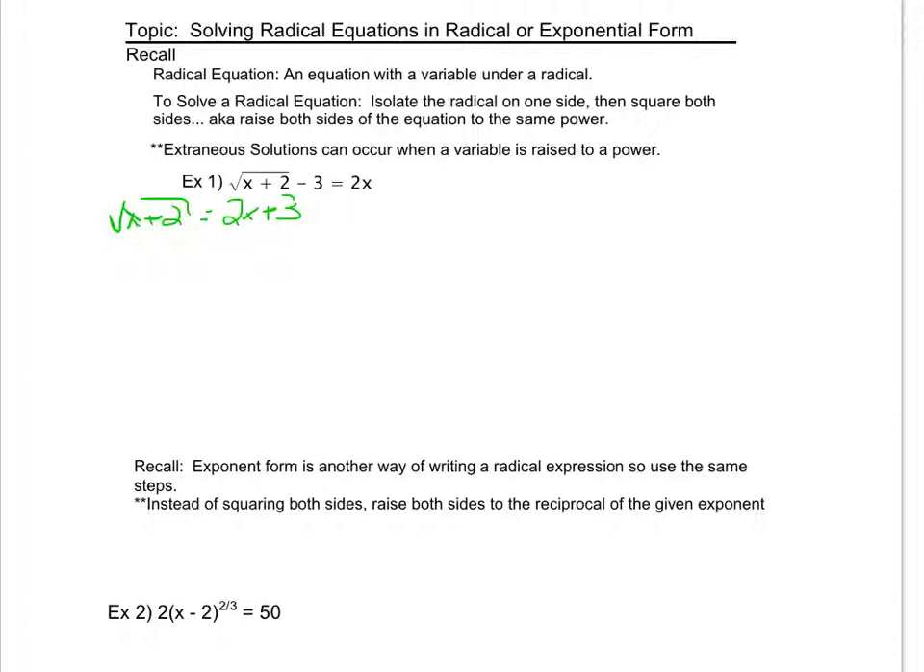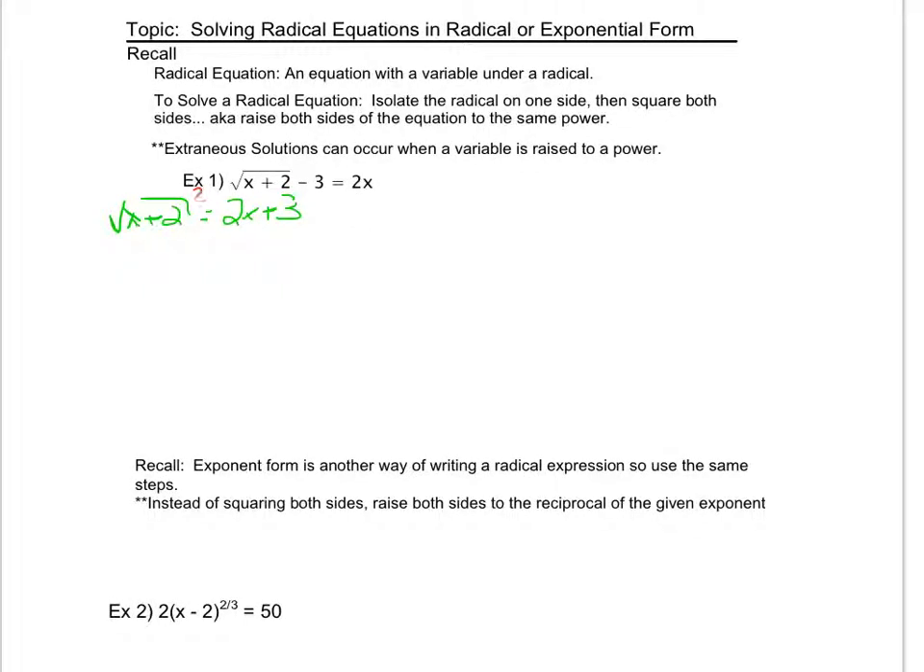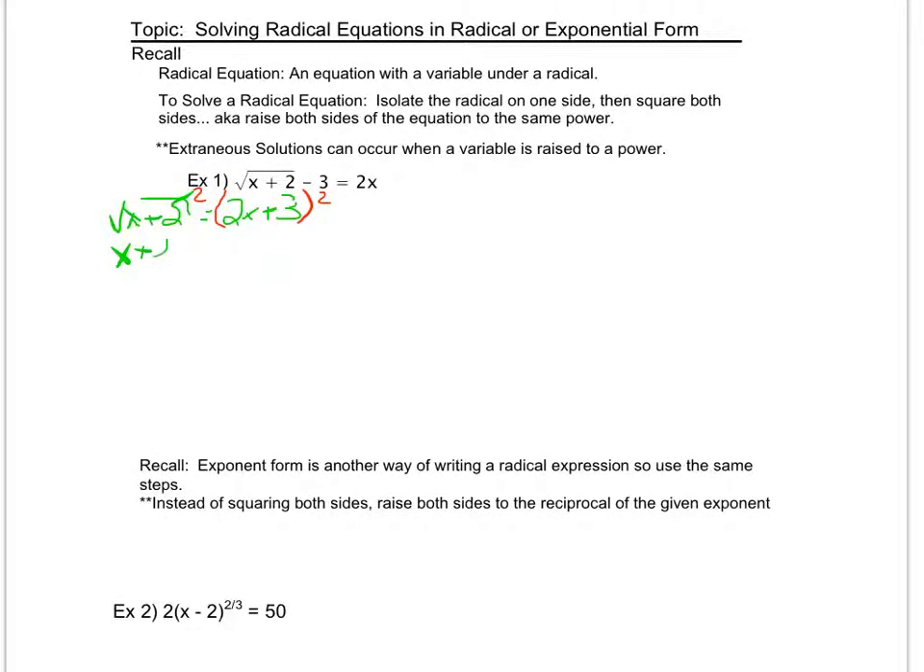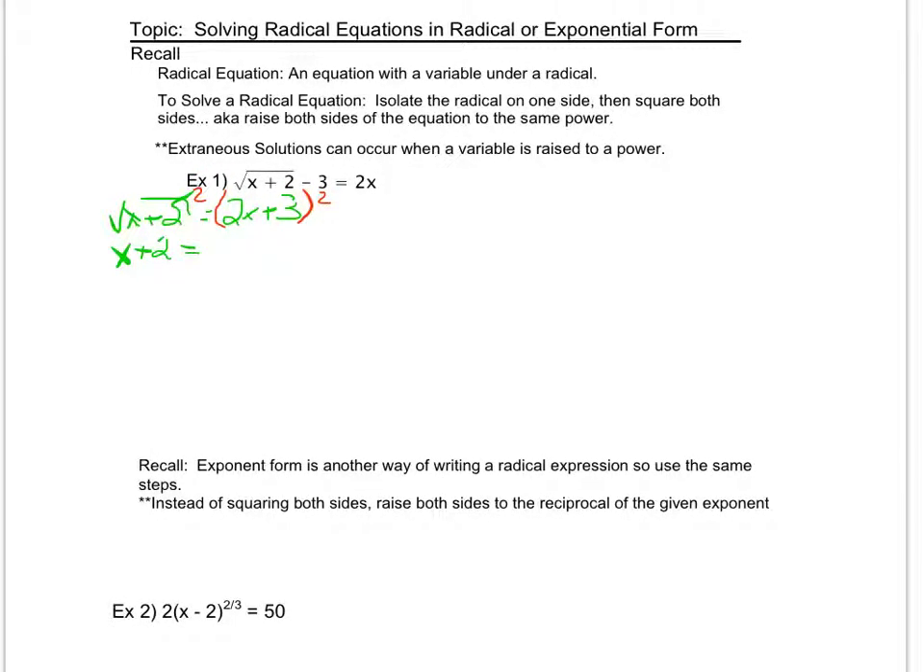Now I want to get rid of that radical, so since it's a square root, technically it has an index of 2, I'm going to go ahead and raise both sides to a power of 2, and I'm going to do it to this whole side here. It's very important that I do it to the entire right side and recognize that a binomial squared I'm going to have to FOIL. So my radical and square cancel, leaving me with x plus 2 over on the left equals, and then I write this twice, 2x plus 3 times 2x plus 3.